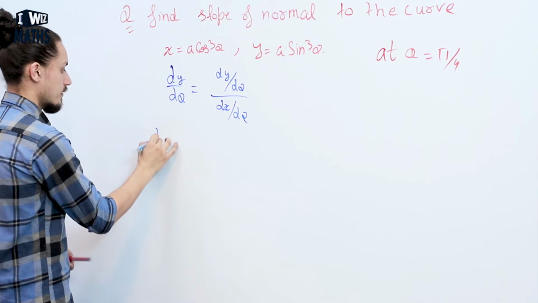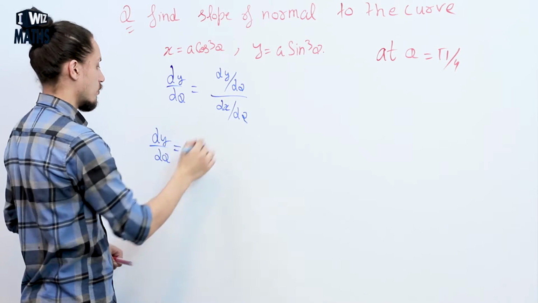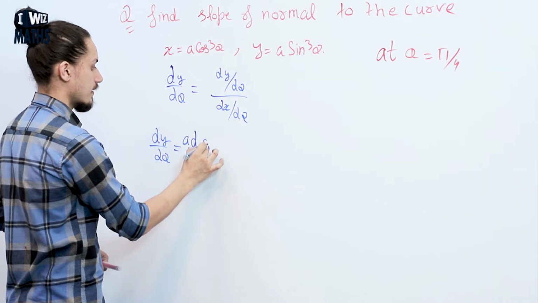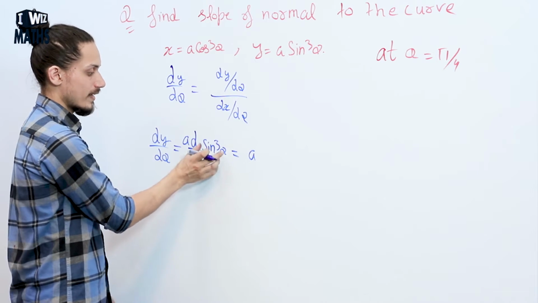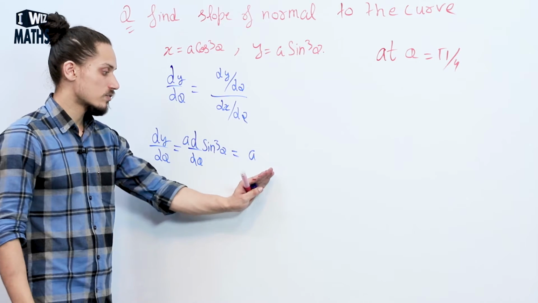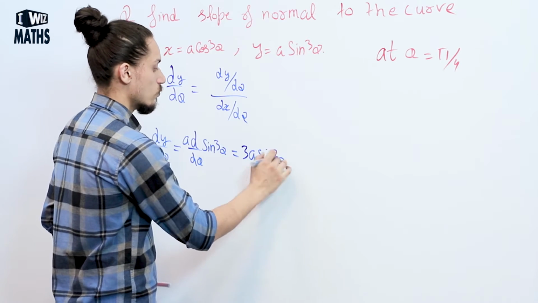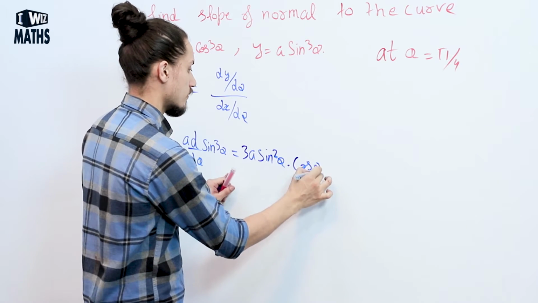So first, dy by d theta will be equal to, y is a sin cube theta, so we get d/d theta of a sin cube theta, where the constant a comes out, which is equal to a into the derivative of sin cube theta, which will be 3 sin square theta into the derivative of sin theta, which is cos theta.